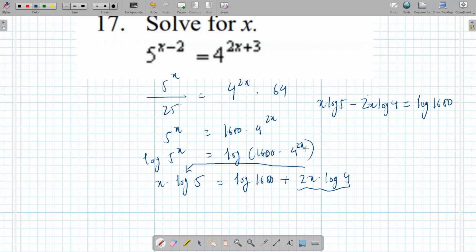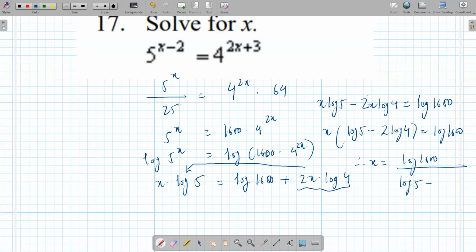Wouldn't you move the log 5 also? This one to this side, you could do that as well. I just moved this to this. It's the same thing. You have to move x's to one side, okay? So I just left this here and I moved this. Now from here, you factor out an x. So you get x times log 5 minus 2 log 4 equals log of 1600. Therefore, x is going to be log of 1600 divided by log 5 minus 2 log 4.